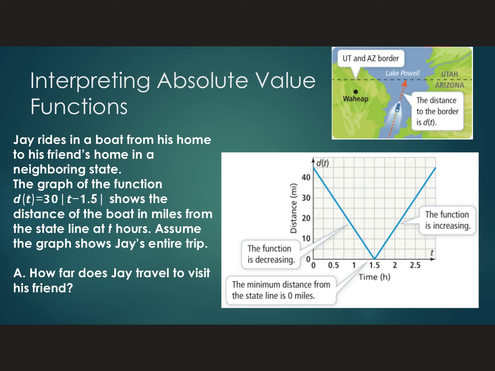So how far does Jay travel to visit his friend? Well, let's see. On this part, we can see he started at 45 miles from the state line. He went to the state line, which is at 0 miles. And then at the end of the 3 hours, he was 45 miles from the state line again. So how far did he travel? Well, he traveled 45 miles to the state line and then 45 miles from the state line for a total of 90 miles traveled.